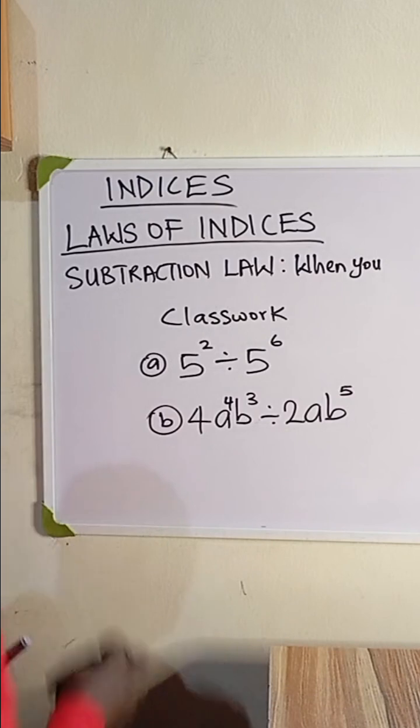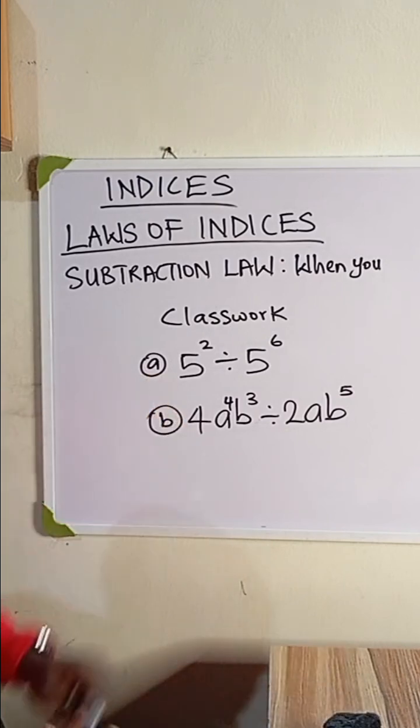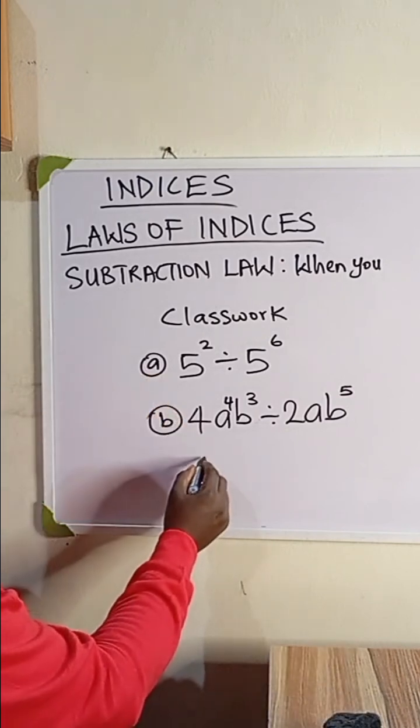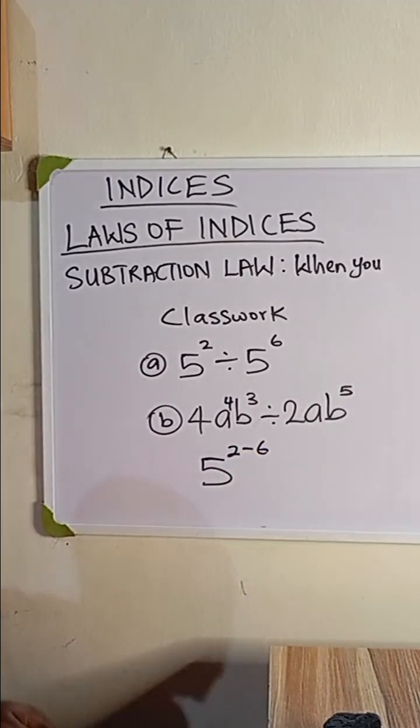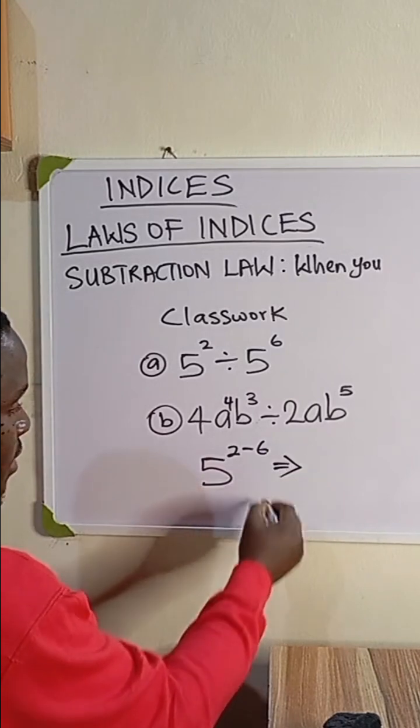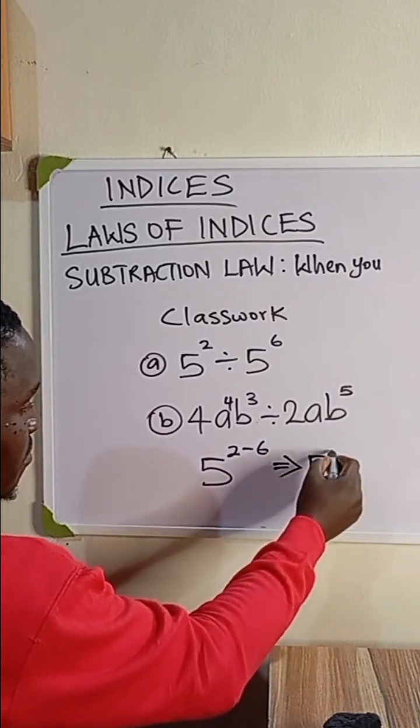Let's look at the first one. The first one is quite easy, so we'll solve the first one first. So the first one is 5 to the power of 2 minus 6, and 2 minus 6 is minus 4. So the answer to the first question is 5 to the power of minus 4.